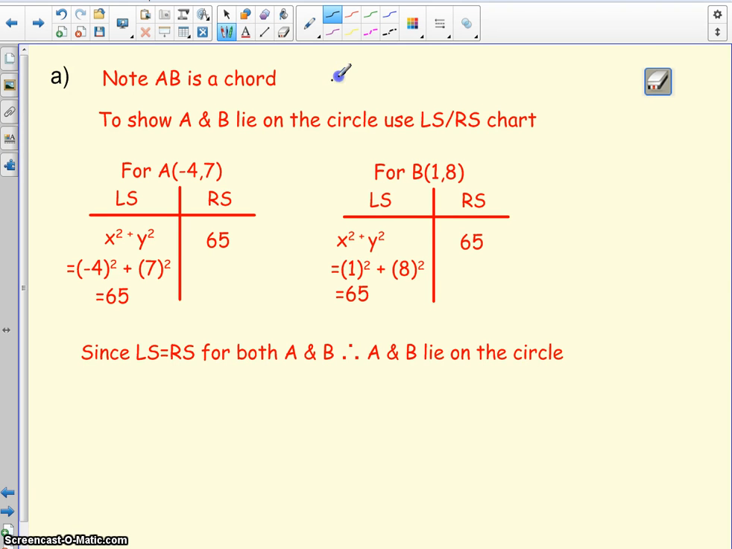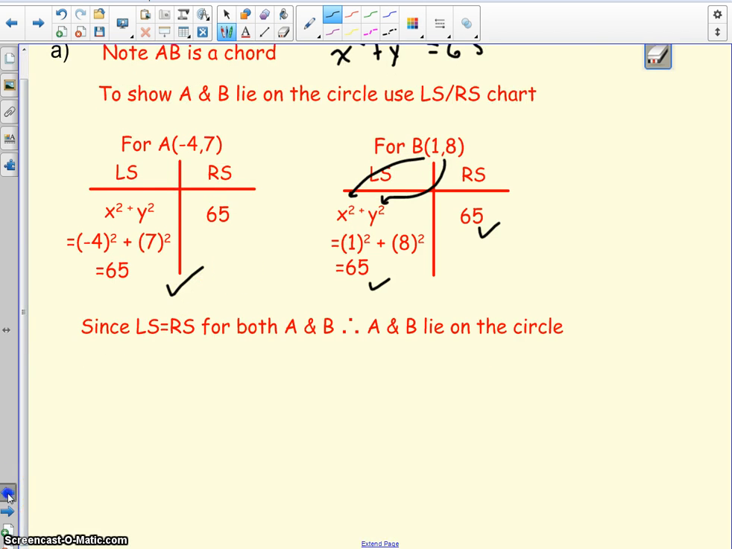The left side of the equation is x squared plus y squared. The right side of the equation is 65. So I put in negative 4 for x and 7 for y. I wind up with negative 4 squared plus 7 squared is 65, so that point is on the circle. For B, 1, 8, you do the exact same thing. Put 1 in for x, 8 in for y. 1 squared plus 8 squared is 65. It's the same thing that's on the right side. So again, these points are on the circle. If the points were not on the circle, you'd wind up with a different answer for left side and right side. Okay, so that answers part A.